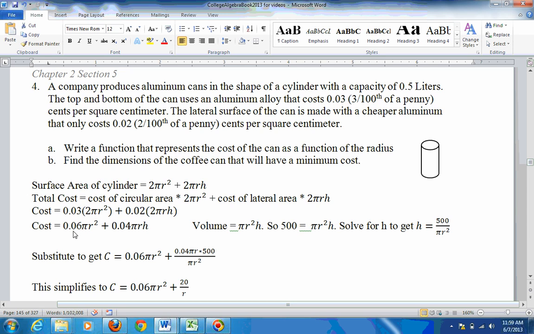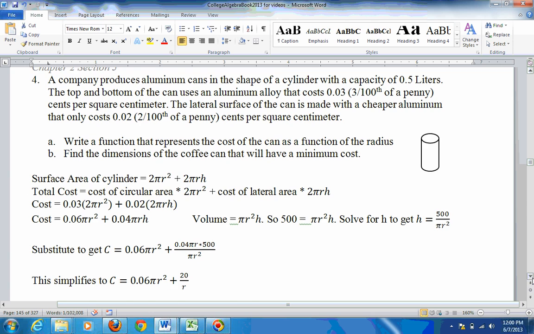There are too many variables over here. There's r, cost c, and there's also an h. We've got to knock this down to just 2 variables, and the way to do that is to solve this equation for h and substitute it in over here. So solving this for h, I have to divide both sides by pi r squared, and I get h equals 500 over pi r squared. Now substitute that 500 over pi r squared in for this h right here, and we'll get this right here.